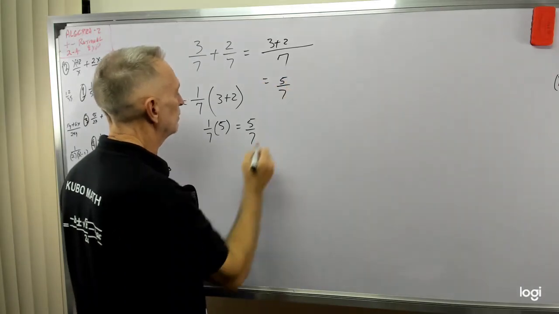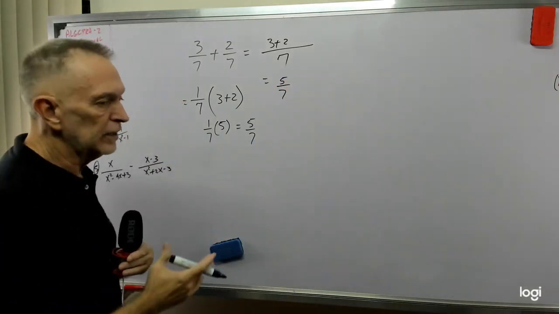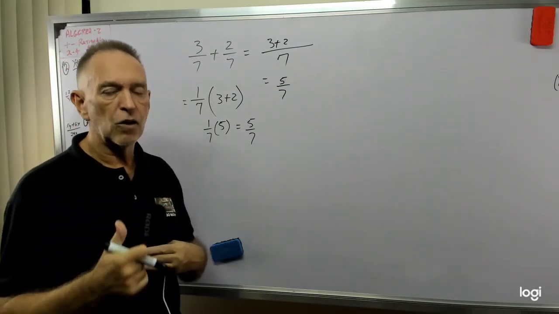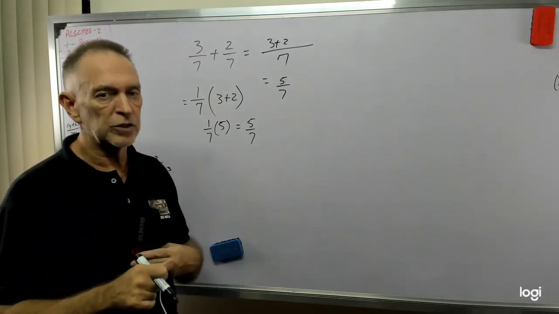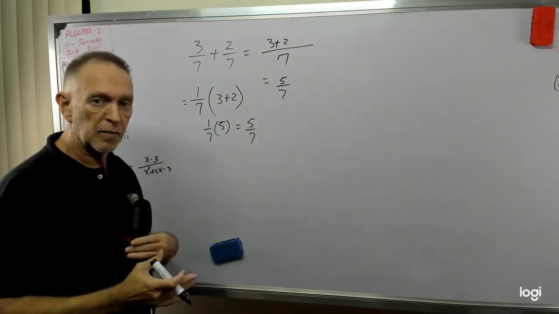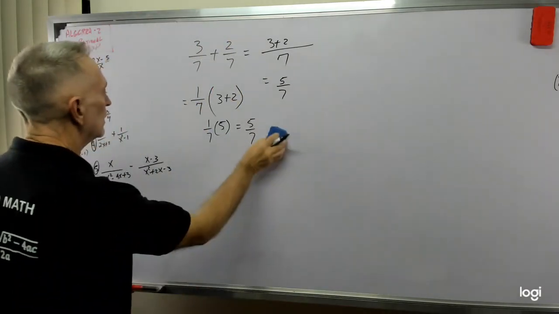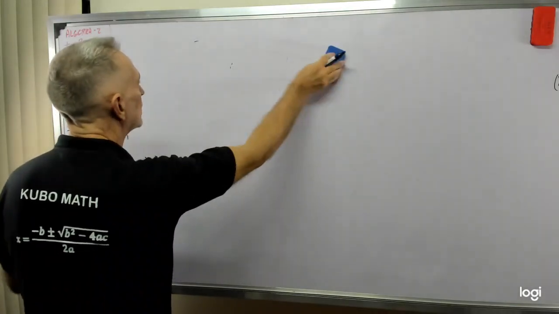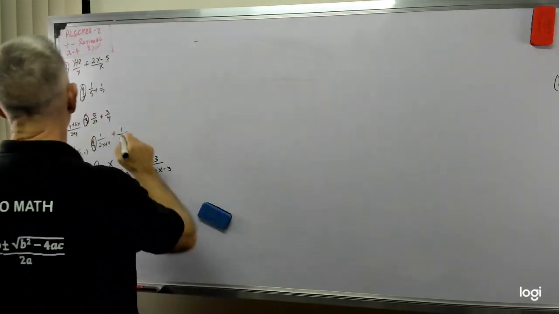5 over 7. So the key to all of this, whether you're adding or subtracting rational expressions, if it's a fraction, it has to have a common denominator. Okay, so let's work on that and see what we can do here.